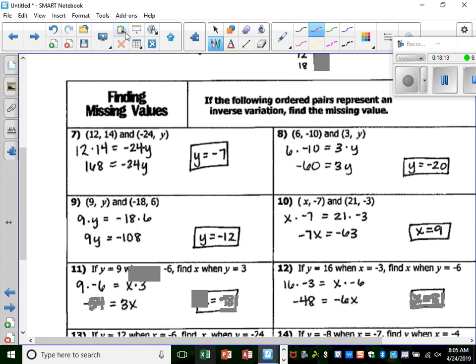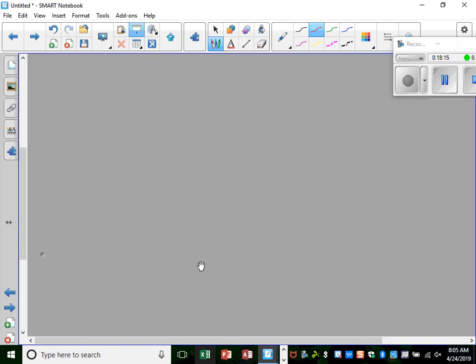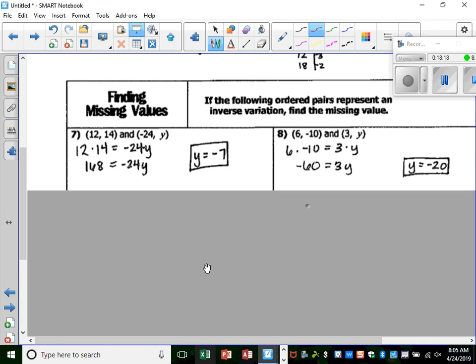All right, so let's move on to question number 7. So we're going to do the same thing we did with direct variation, where we're finding the missing number. Except for this time, we're multiplying x and y together because that's how you find a constant. So 12 times 14 equals -24 times y. When you multiply 12 times 16, you get 168. Then you're going to divide by -24 to solve it. Okay, that step just wasn't written there. You guys know that, to solve for y. And then y comes out to be -7.